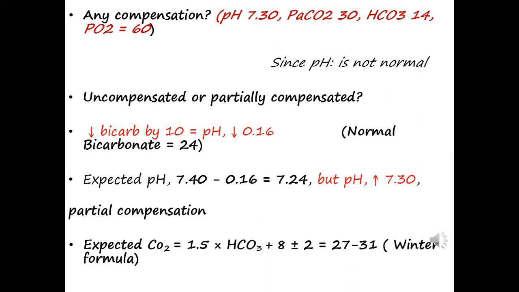Again, by Winter's formula, we know that expected CO2 is 1.5 times bicarbonate plus 8, plus or minus 2, which comes out to be between 27 to 31. And our PCO2 lies in this range. So again, it is a compensation and it is a partial compensation.